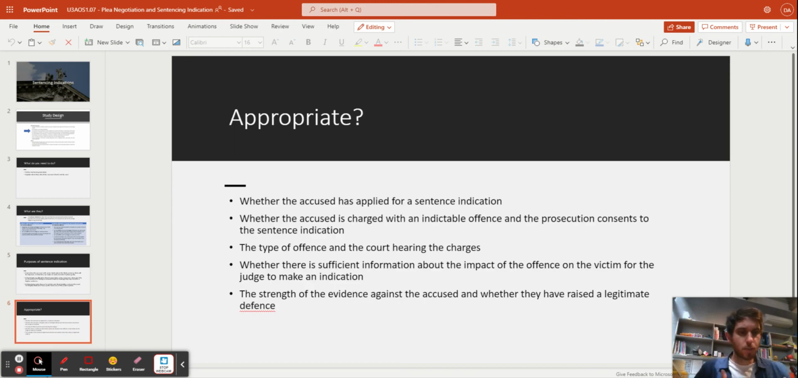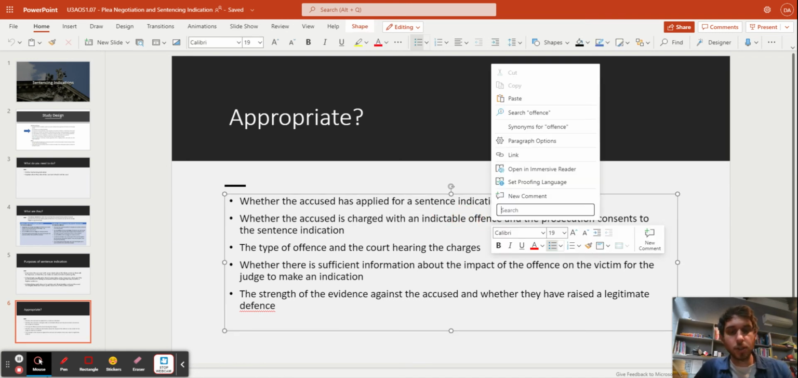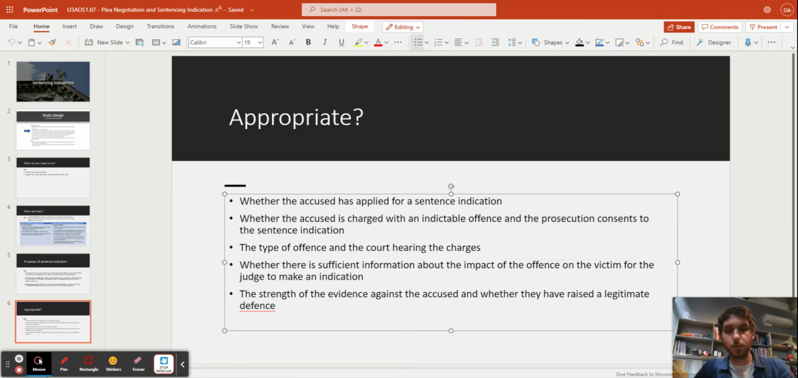So when is it going to be appropriate to ask for one of these? Because there are going to be circumstances where you should ask for one, and there are going to be circumstances where you shouldn't be asking for one, where it's not going to be appropriate. One of the biggest things to think about is what sort of offence is this person charged with? How serious is the offence that they've been charged with?